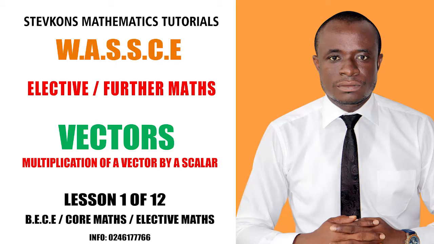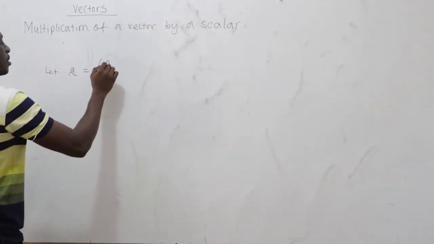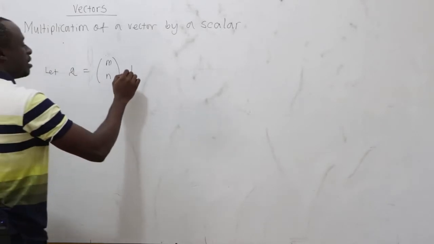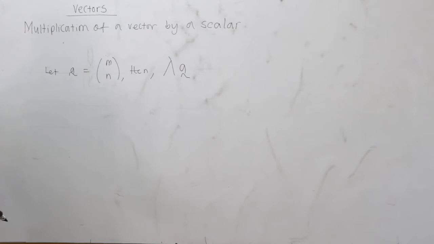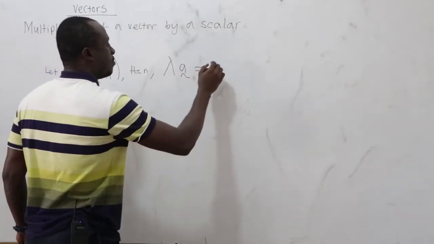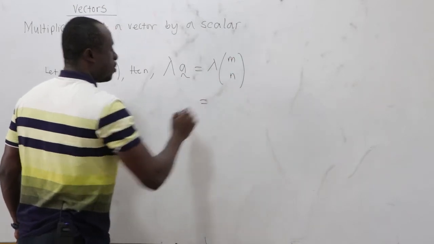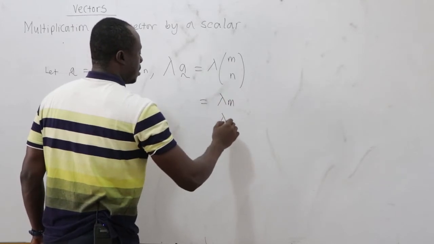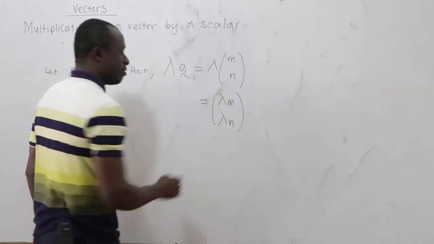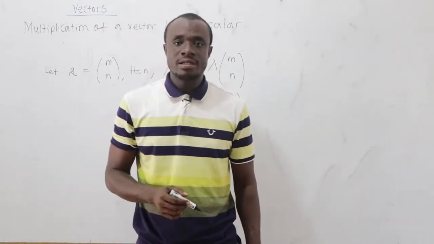Now let's consider the first one, that is multiplication of a vector by a scalar. Now let's suppose that vector a is equal to (m, n). Then if we have lambda multiplying vector a, that would be lambda times (m, n). And when you are multiplying, that's lambda times m, and then lambda times n. Well, very, very easy. Let's consider these examples for better understanding.